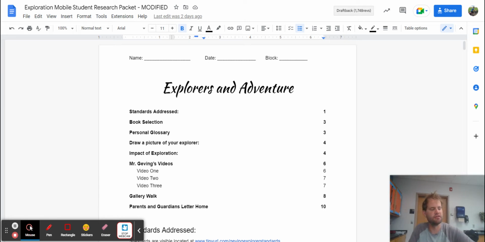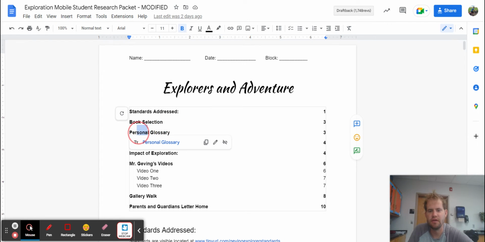Hi, this is about the Explorers and Adventure Packet. I'll walk you through that. Starting off on our first page, we can see that we have some numbers going down on the right side, some big bolded words on the left. If I was, for example, looking for where I could find my personal glossary, I could find it here on the left and then go across the line and see that that's on page 3 of this packet.